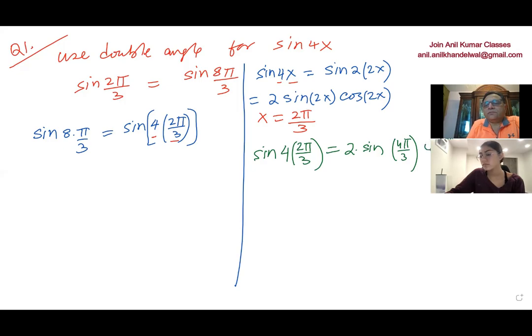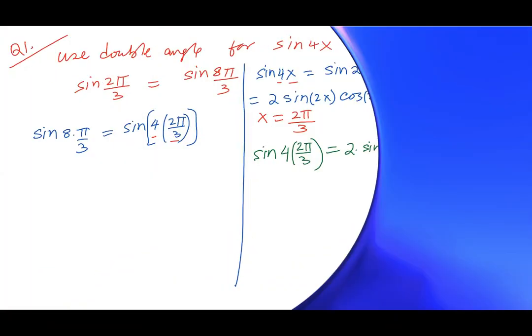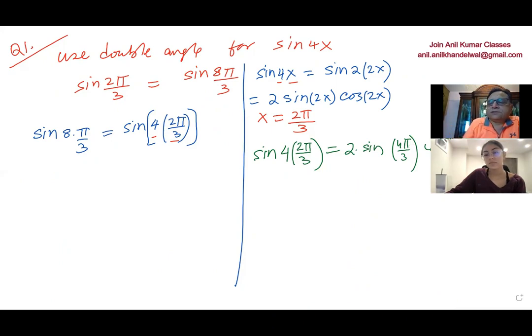Now let's look into the special triangles. When we are talking about pi by 3, that is the angle, right? The sides are 1, 2, square root 3. So what is sine 4 pi by 3?